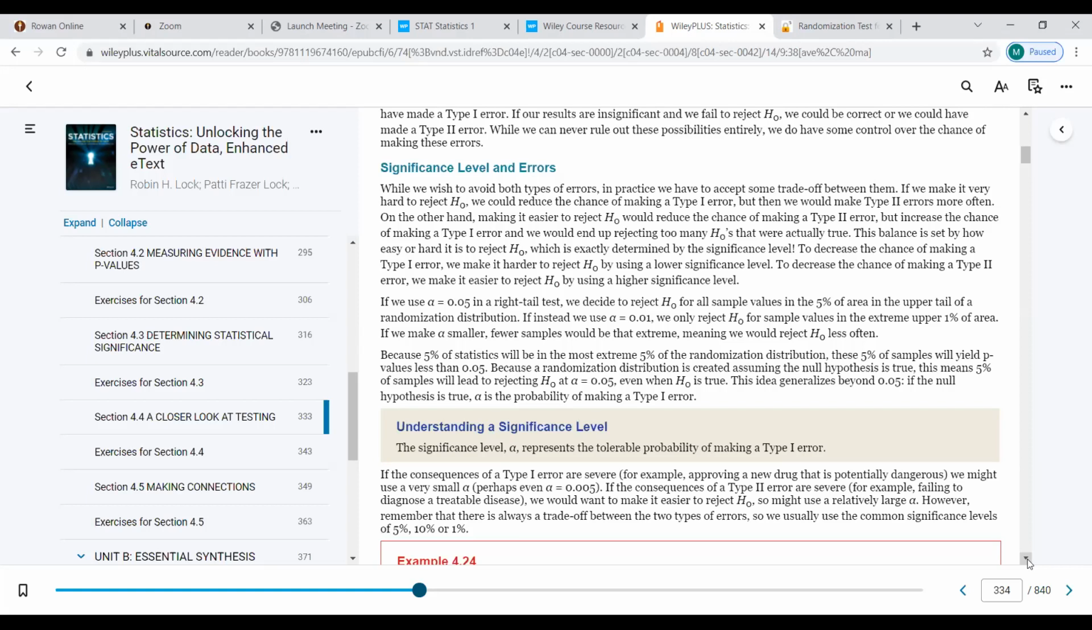Sometimes this is asked on the final exam. If you do not reject the null hypothesis, the only type of error you could make is a type 2 error, because the type 2 error says do not reject the null hypothesis when the null hypothesis is actually false. So make a note of that: your decision determines which of those two types of errors you could possibly have made.